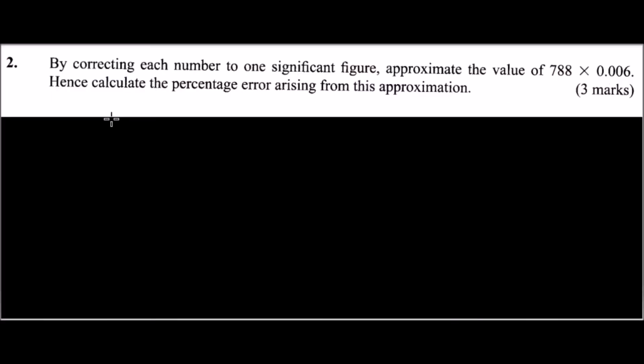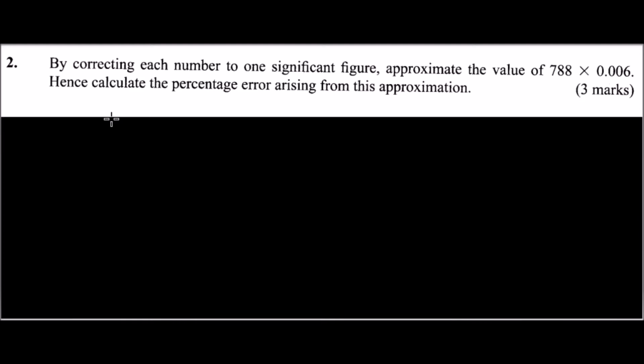So question number 2. We are told, by correcting each number to one significant figure, approximate the value of 788 times 0.006. Hence calculate the percentage error arising from this approximation. So here you are being tested: do you know how to write a number to one significant figure?